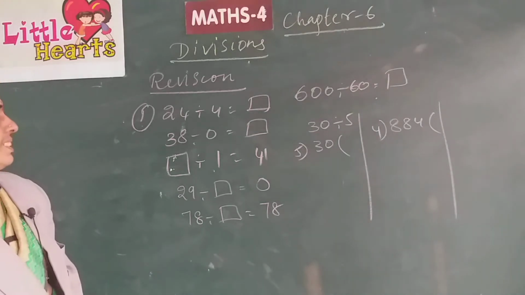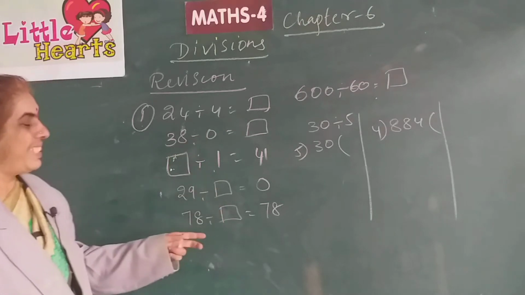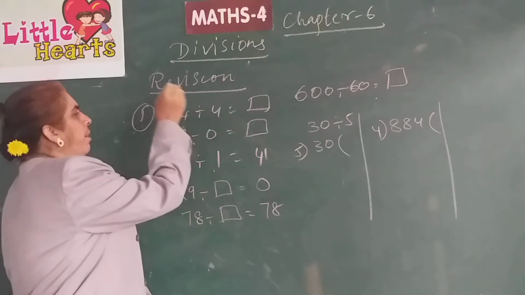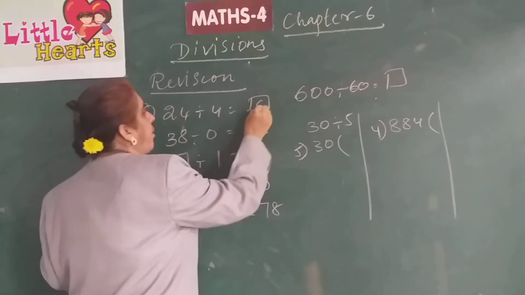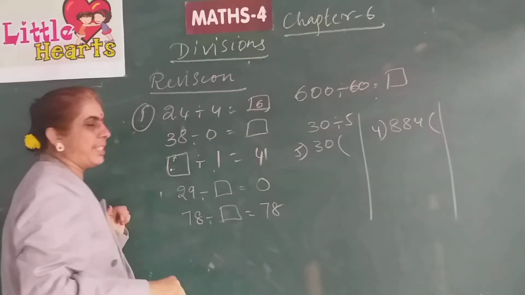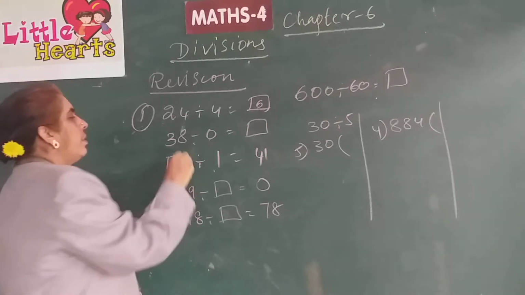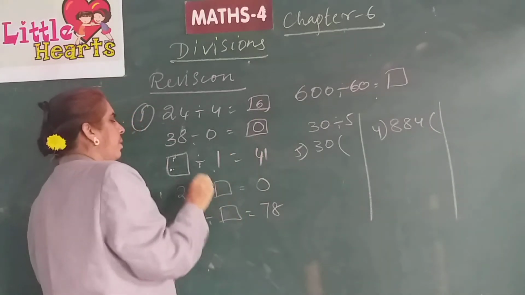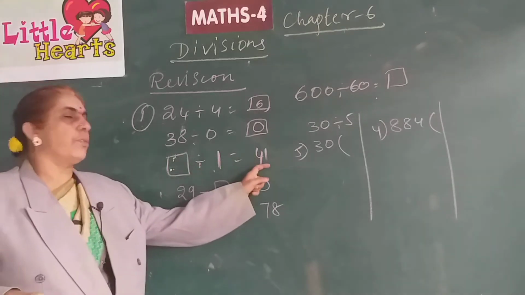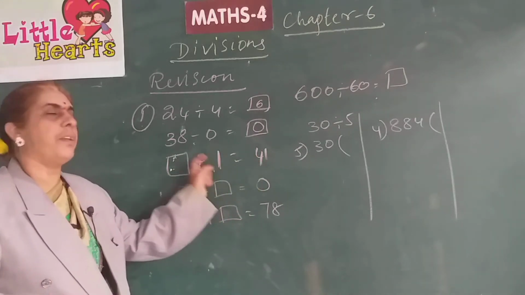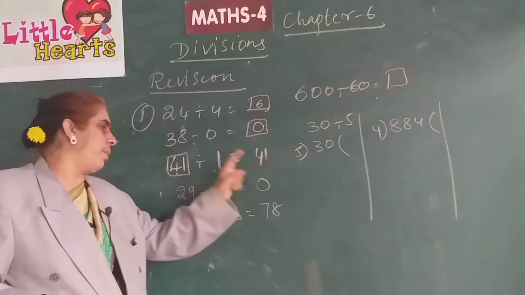Let us go with some revision exercises which you have already learnt in third class, that we shall just recap. 24 divided by 4. Read the 4 table until you get 24. 4 6s are 24. 38 divided by 0 is 0. Dash divided by 1 is equal to 41. When the same number is divided by 1, we get the same number as the quotient. 41 divided by 1 is 41.